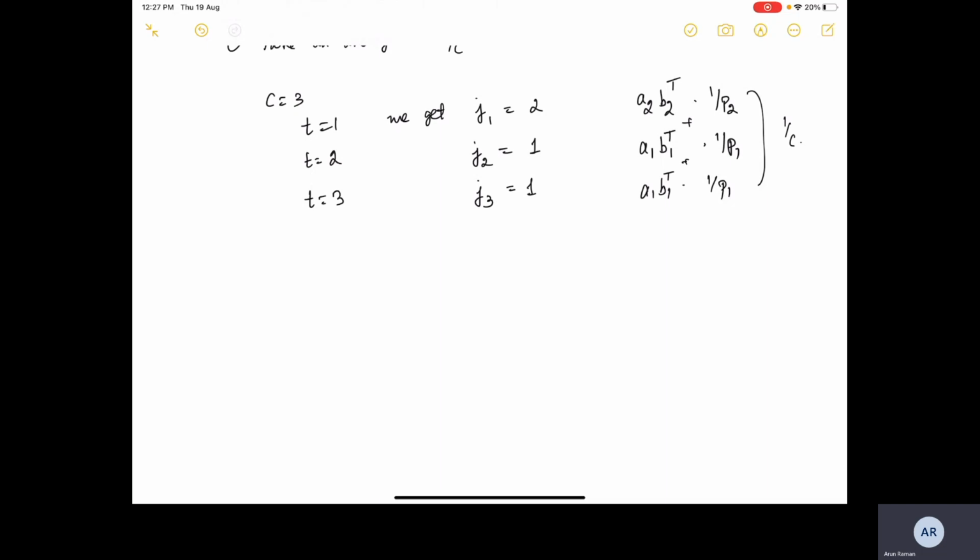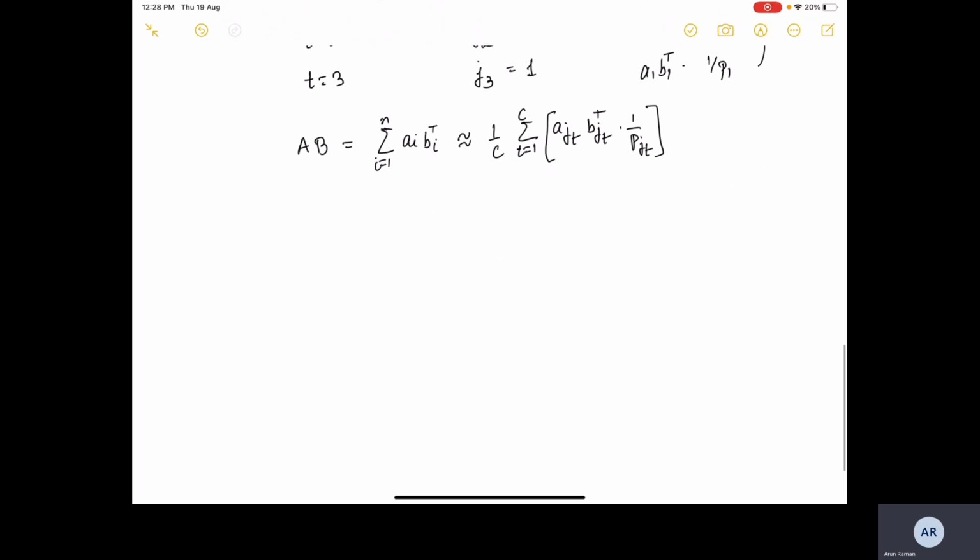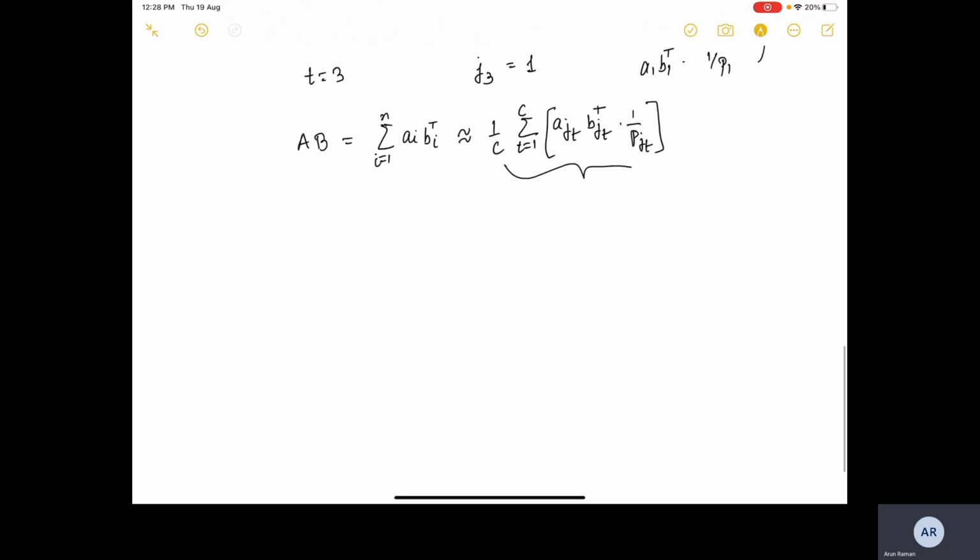If we have to write it more formally, if we have to multiply two matrices A and B, the exact form of multiplication is given like this, as we saw, where Ai is the column of matrix A, and Bi transpose is the row of matrix B. We approximate it using this sum. So the idea is quite simple.